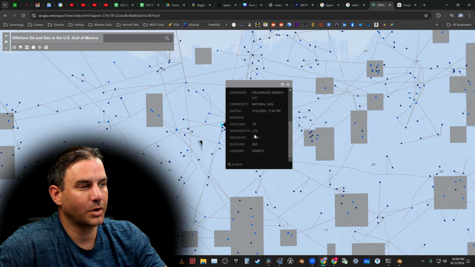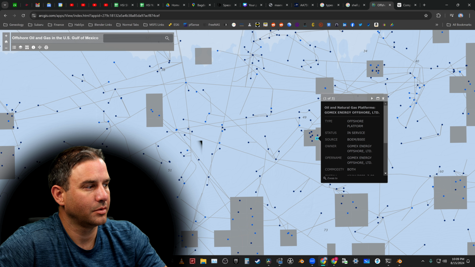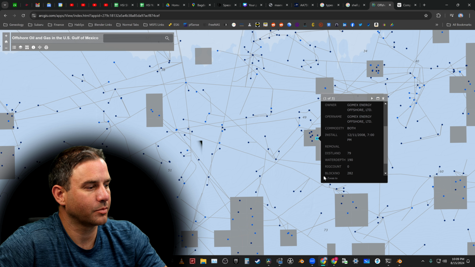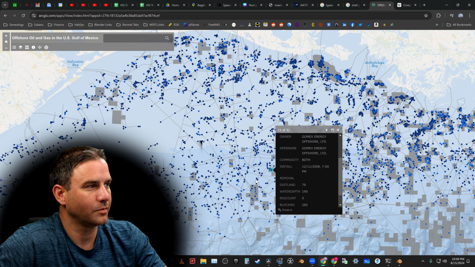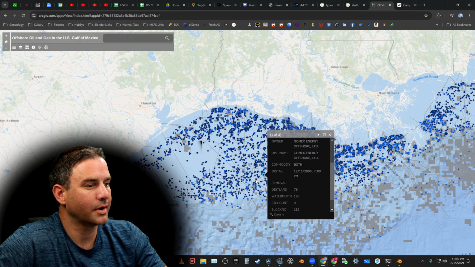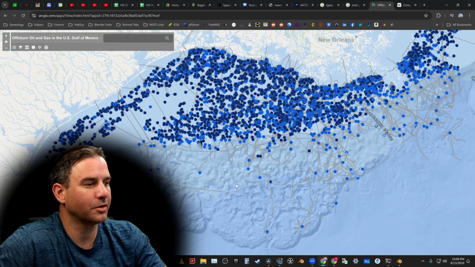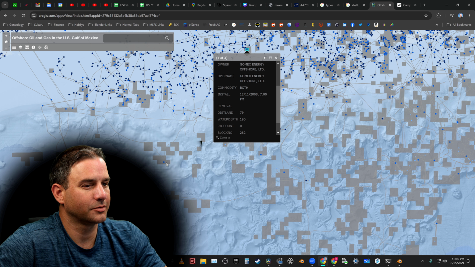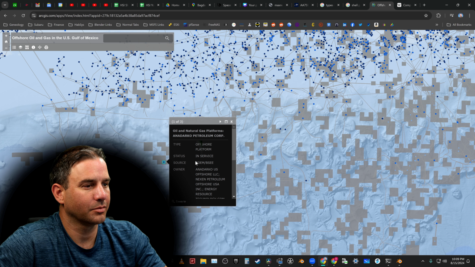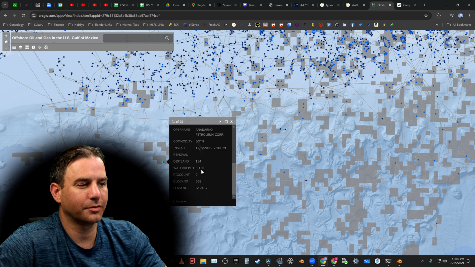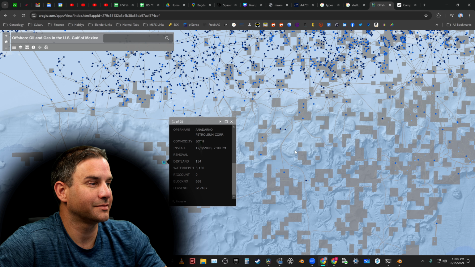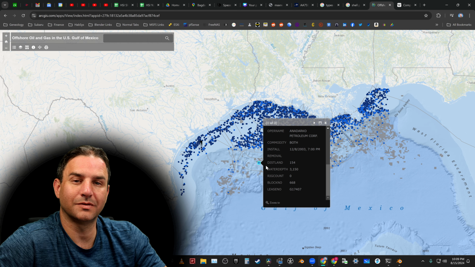So, wow, water depth only 174. How about this one? Water depth 190. That's not that deep, huh? It's pretty far out. Oh, but you can see there's a shelf here, and then some of these get really far out. Installed 2003. Water depth 3,150 feet. That is far, man, and expensive.